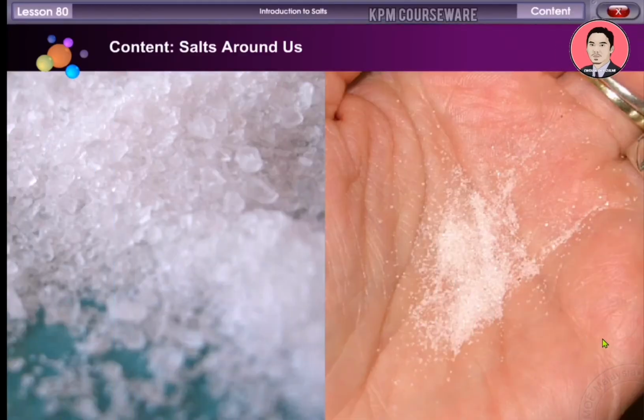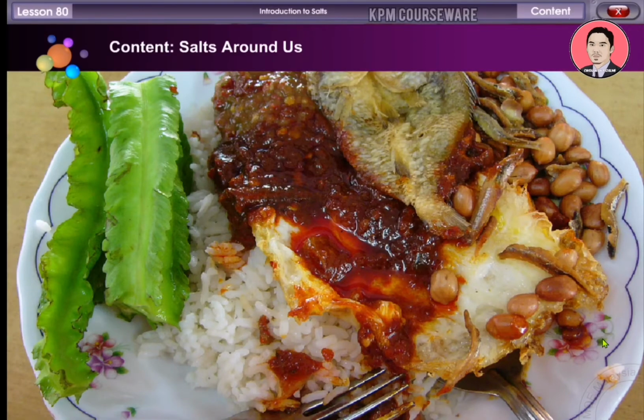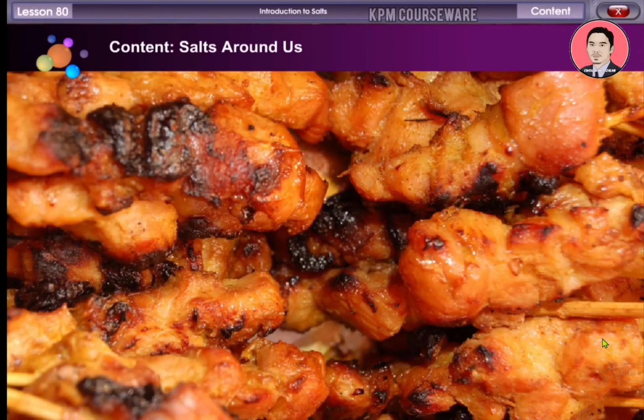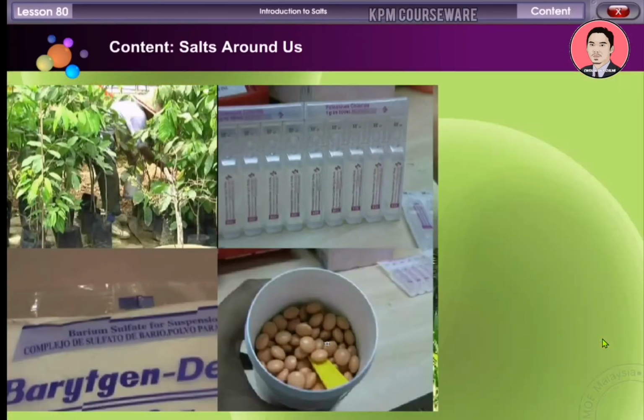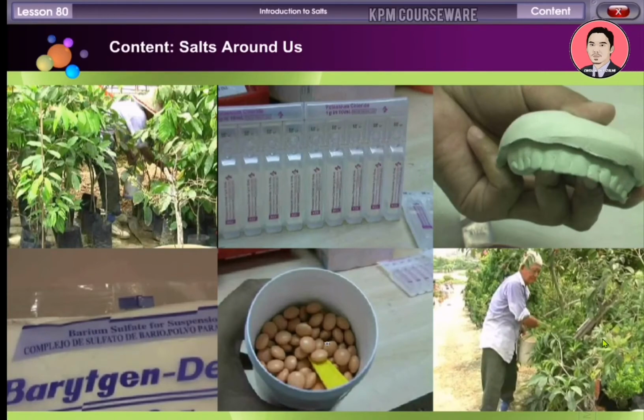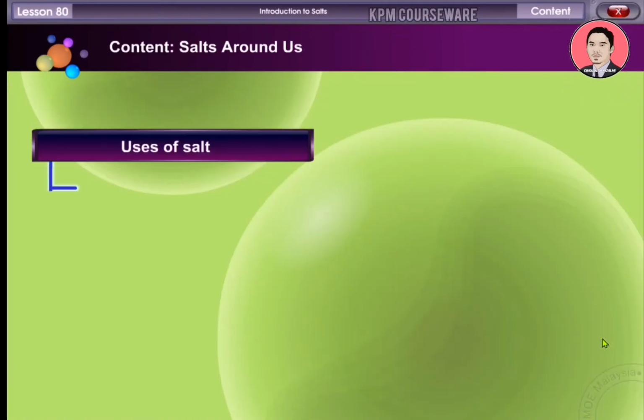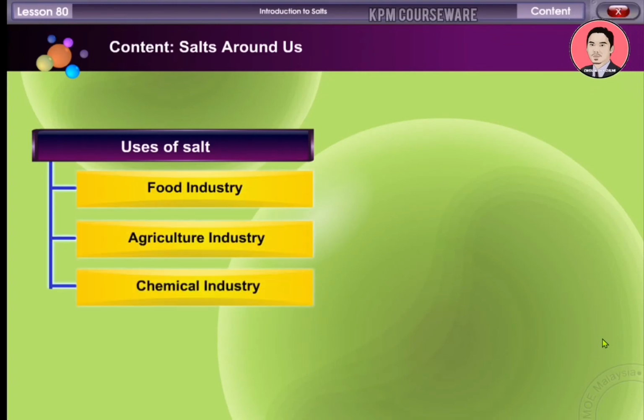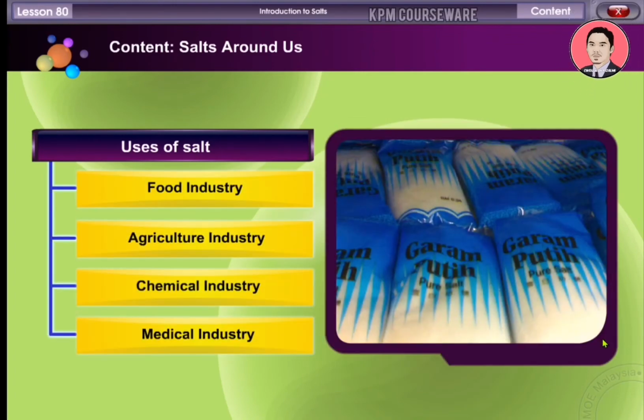Salt is commonly used as food flavoring and to enhance taste in food. The table salt that we often use in cooking is just one type of salt. There are many other types of salts that are used in different areas. Let's explore some of the fascinating applications of salt in our daily life.